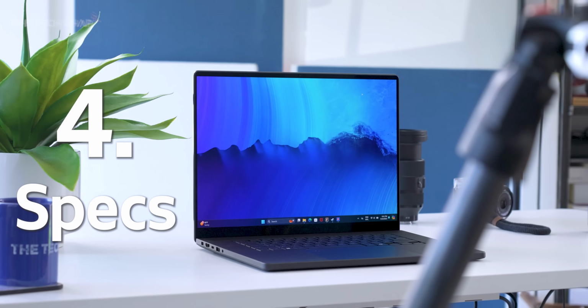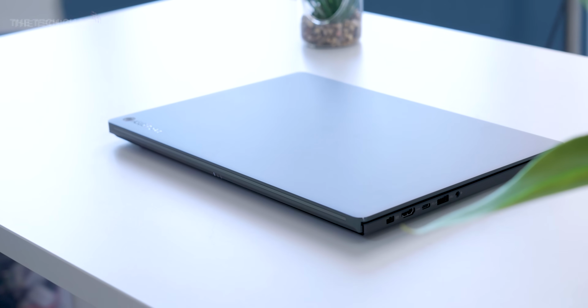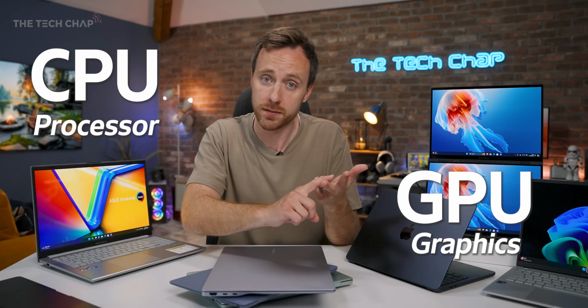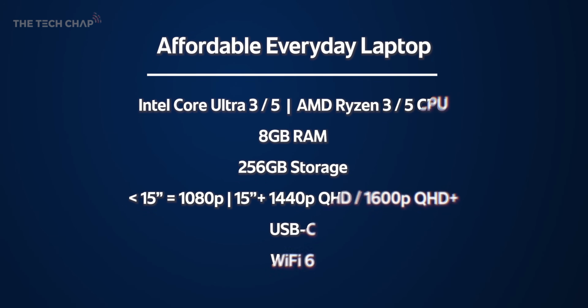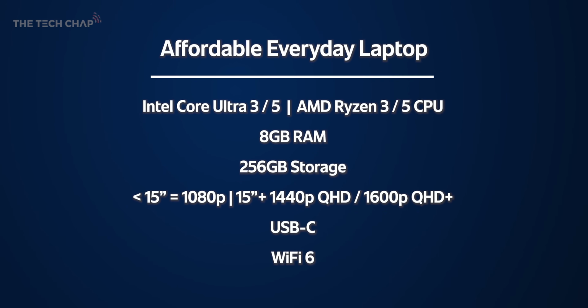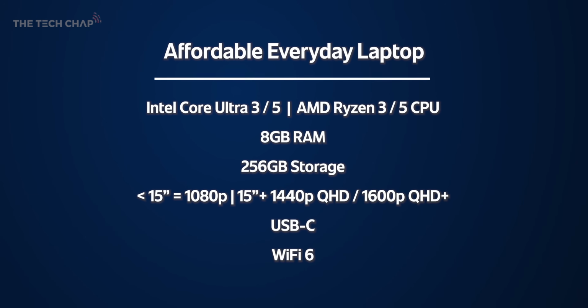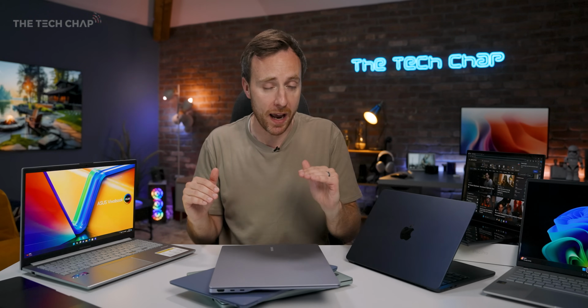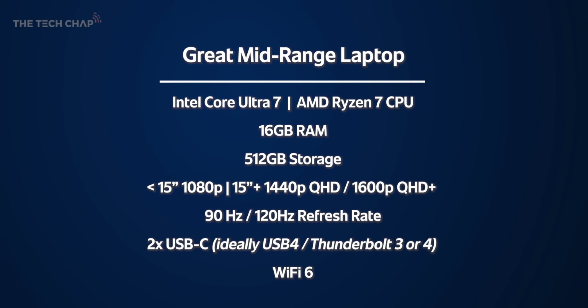Tip number four, let's talk about the hardware. And this can all get a bit complicated. Don't worry if a lot of it goes over your head, but basically there's a few components you have to think about. You've got the processor, the CPU, the graphics, the GPU, the RAM, aka the memory, and the storage. All I would say is if you want a cheap PC, cheap Windows laptop, get 8 gigs of RAM, 256 storage, and an Intel Core Ultra 3 or 5 processor, or maybe one from last generation, and you're good to go.